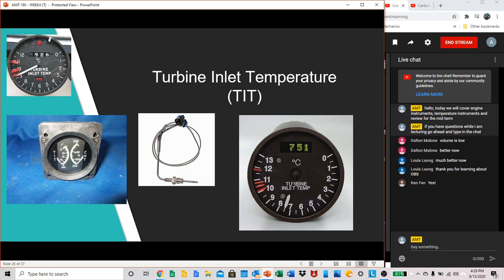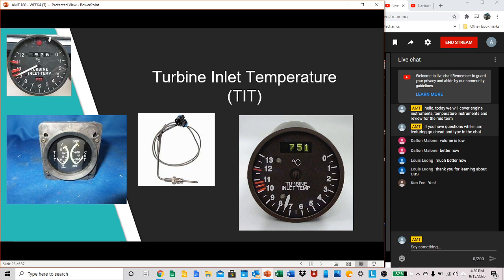Okay, so here we have some examples of turbine inlet temperature, your TIT measuring device. In the middle here we have your TIT probe. So this is a thermocouple type measuring device. This probe is located at an internal point in the engine near the inlet, as near to the inlet as it can be, measuring total inlet temperature, so the temperature of the air entering the engine.